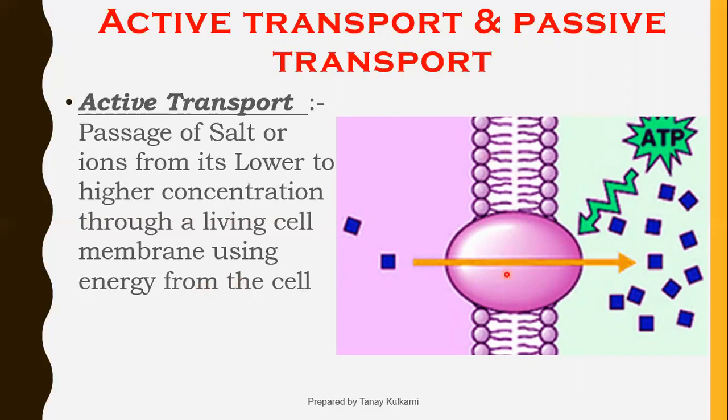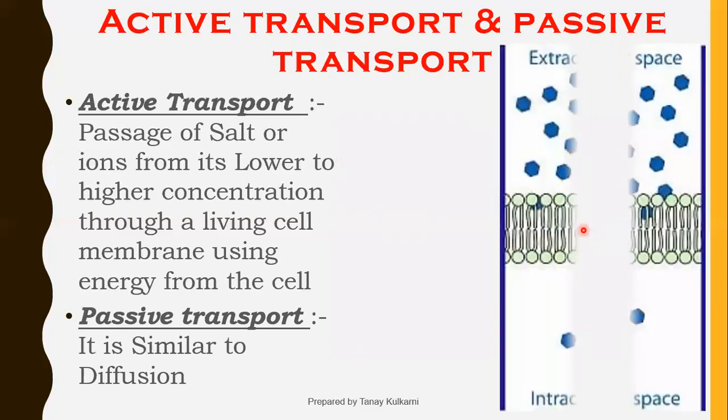This is the semi-permeable membrane. On the left hand side, the blue square shaped structures represent ions or salt. The concentration is very low on the left hand side, but on the right hand side the concentration is more. Still, these ions will move from left to right, that is from lower concentration to higher concentration, but ATP will play an important role in the absorption of these ions. Exactly opposite is passive transport.